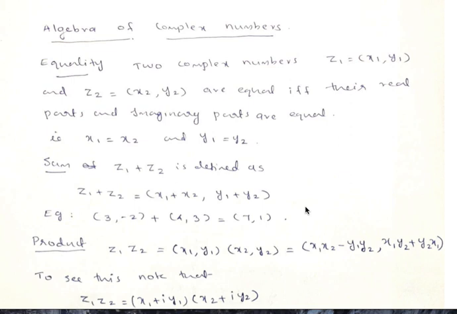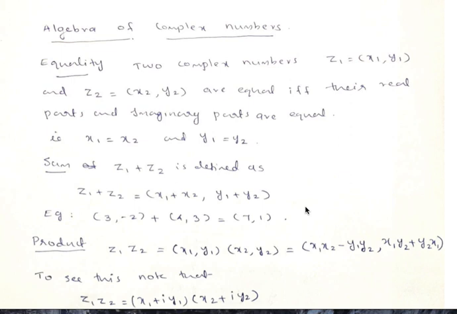Today also we'll be dealing with the introduction part for complex numbers. In the last class you have all seen, instead of looking at a complex number as a number of the form x plus iy, we'll be looking at it as an ordered pair x comma y. x is called the real part, y is called the imaginary part.